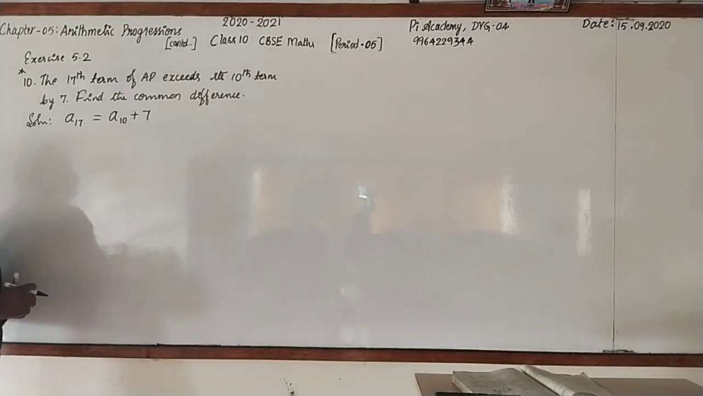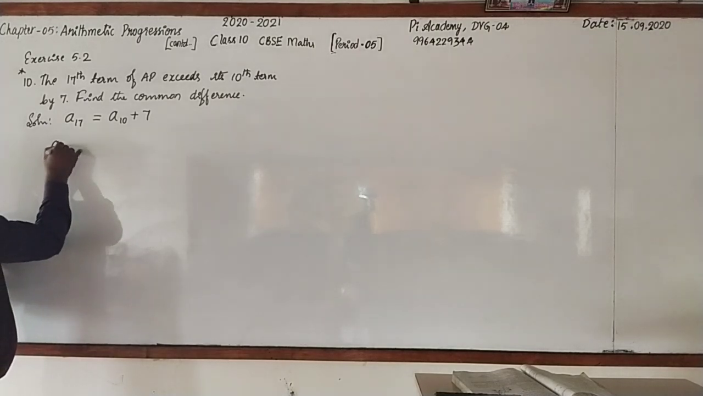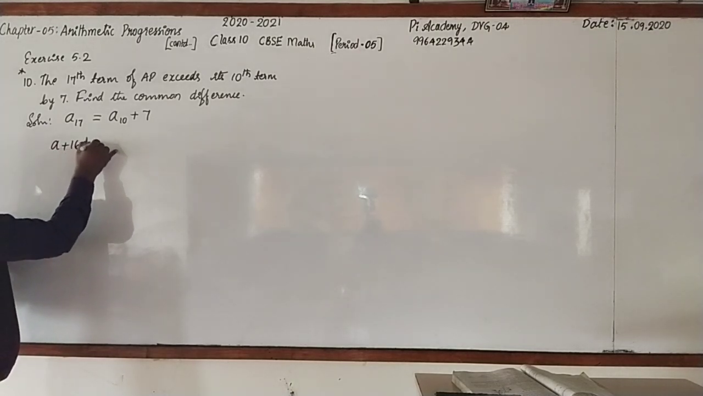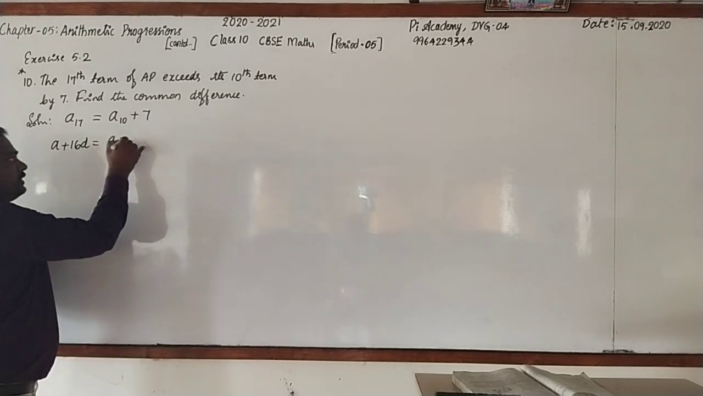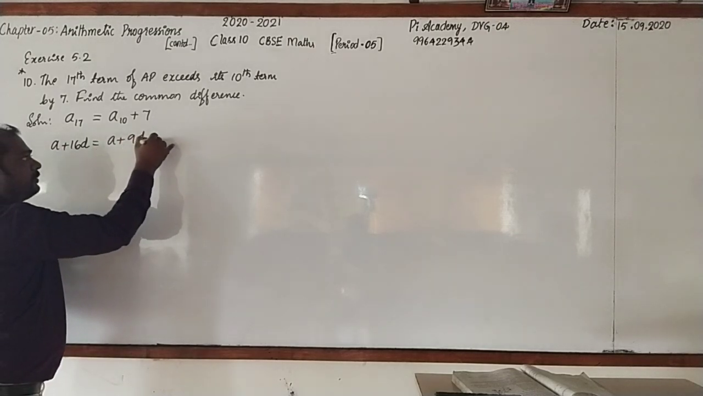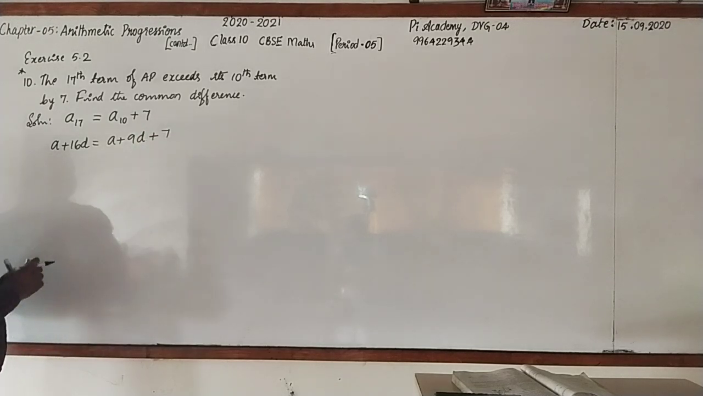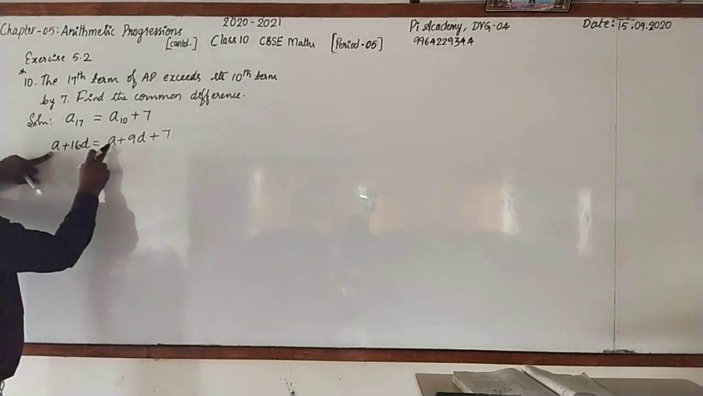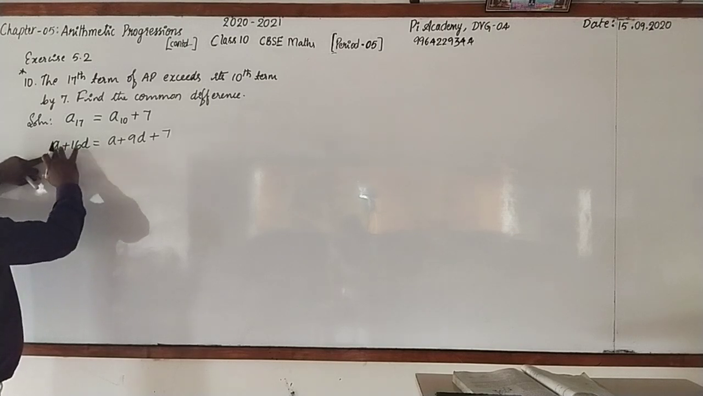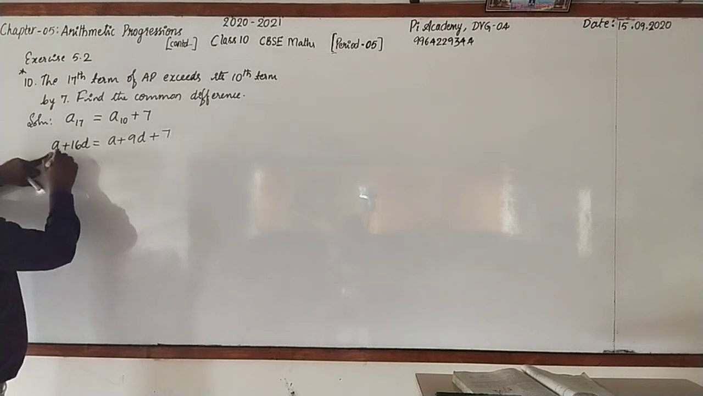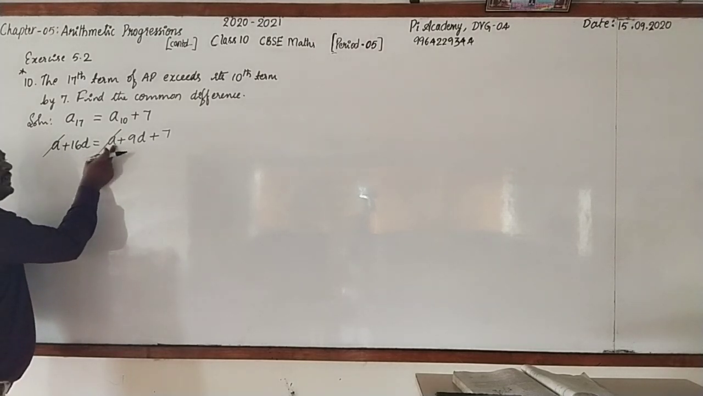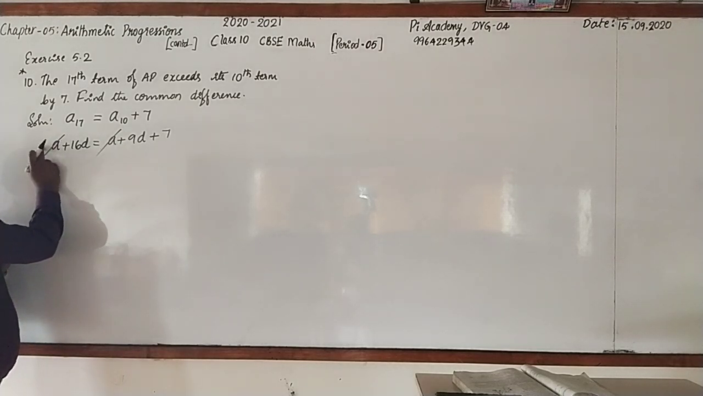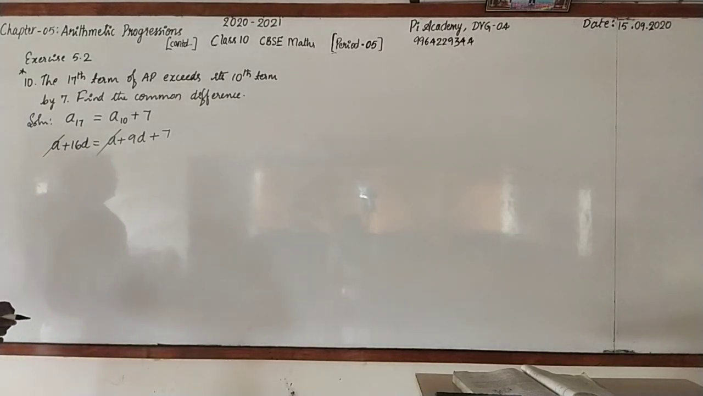How do you write the 17th term? It is A plus 16D, right? The 10th term, yes, you are right, A plus 9D, plus 7 as it is. Observe it. Here is A and here is A. A is present on either side of the equal sign. Therefore, you can go for cancelling. The reason is, when you transfer this A to the left hand side, it becomes minus A. Minus A plus A get cancelled.